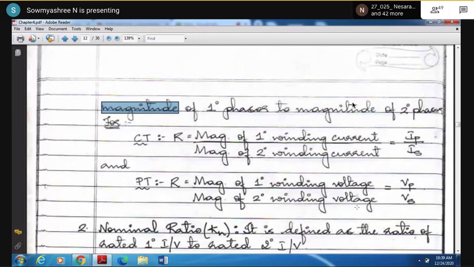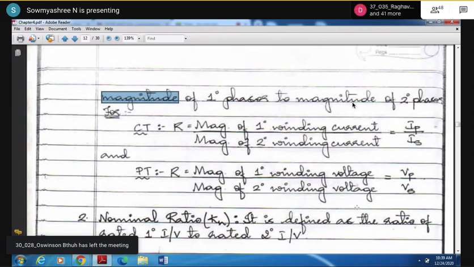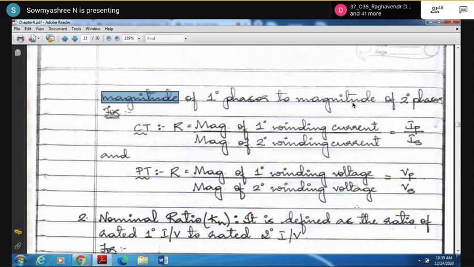For transformation ratio, it was the magnitude. Whatever measurement you are going to do, in that case you are going to consider only the magnitude of the primary winding current by the secondary winding current, whereas here it is defined as the ratio of the rated primary winding current or voltage to the rated secondary winding current or voltage. What do we mean by rated? Rated values.